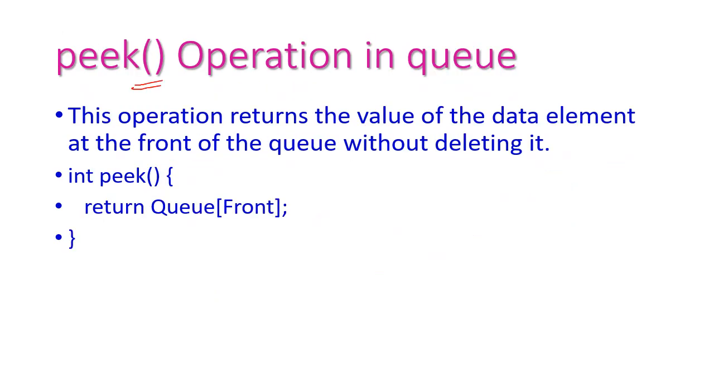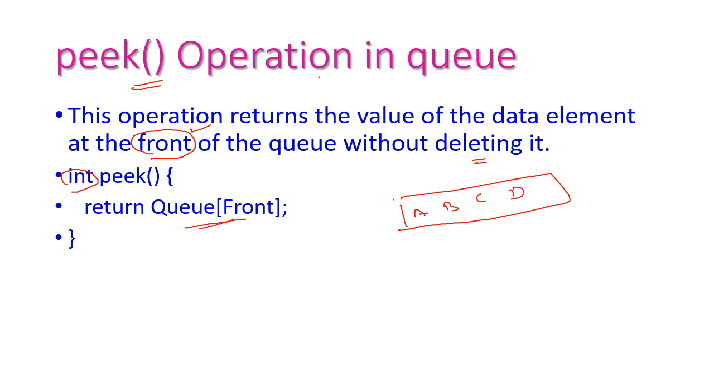The next one is the peek operation. The peek operation will return the data item which is available at the front of the queue, because that is the item to be deleted, right? So it will return the front item in the queue without deleting it. The return type is int, and the queue of front will be returned here. For example, if it is A, B, C, D, then the front is A. We simply display the A, not deleting the A.